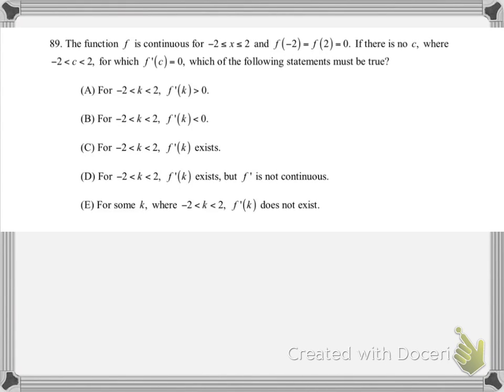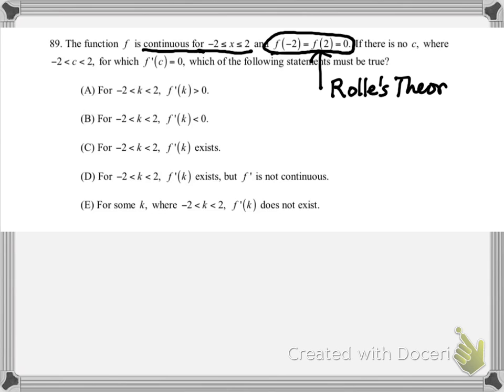Okay, in this problem, we read the function f is continuous. Okay, it is continuous for the interval from -2 to 2, and it tells us that the value at f of -2 is equal to the value at f of 2, and they're both equal to 0. So this condition here is the hypothesis for Rolle's theorem. The value of the function at the endpoints of the interval are both zeros.